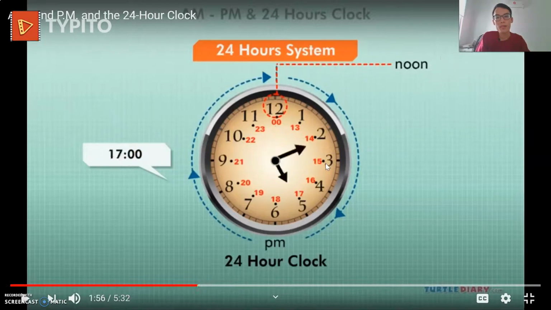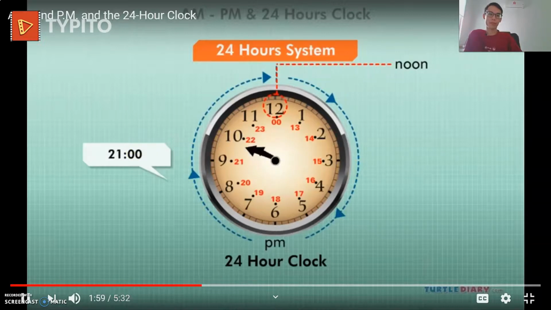And for system 24 jam, if you notice the clock over here, okay, there are 4 digits here for 24-hour system. The first 2 digits are the hours. The last 2 digits are the minutes. Okay, untuk sistem 24 jam, dia guna 4 digit, 4 nombor. 2 nombor depan ialah jam dan 2 nombor belakang ialah minit.